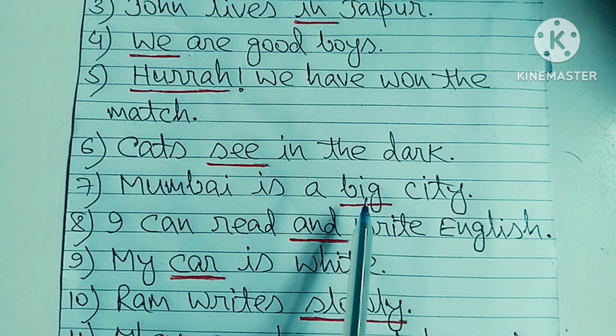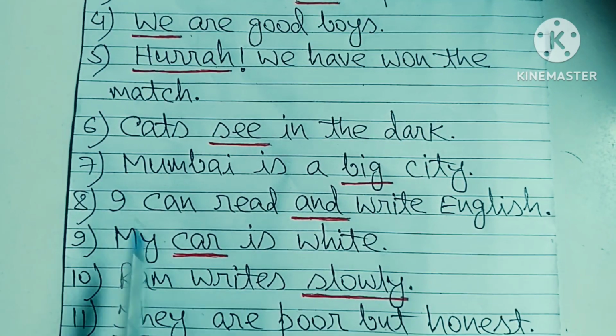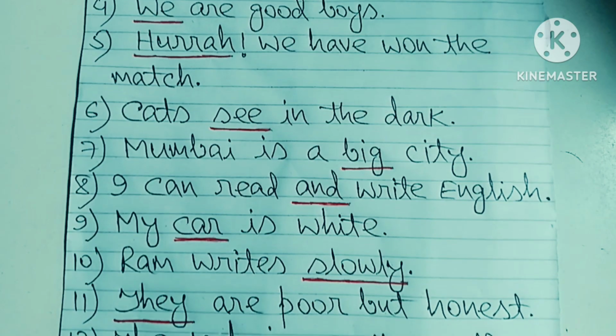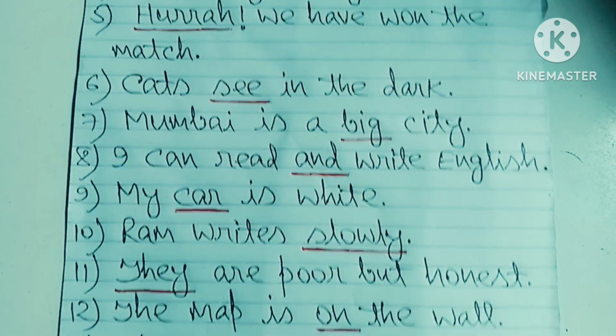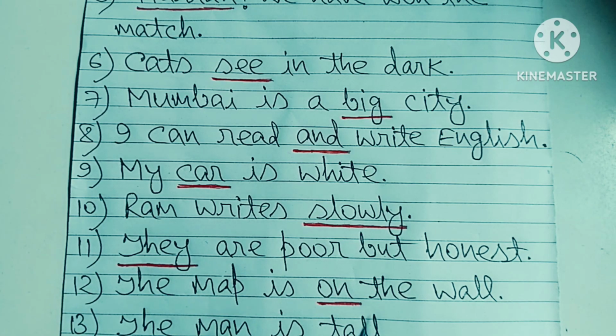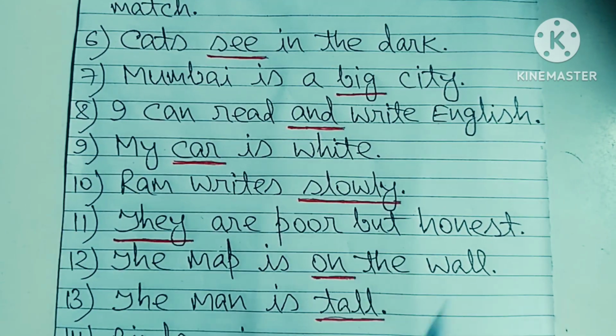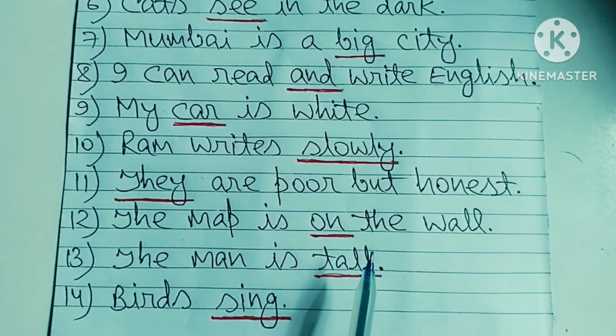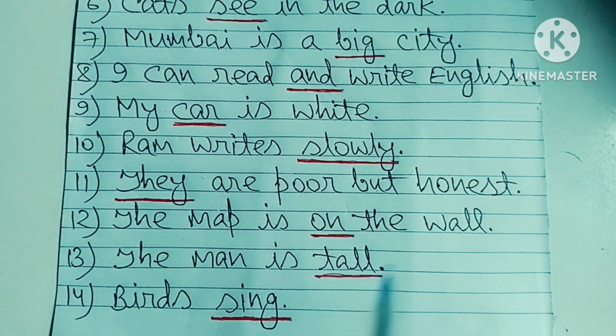Number 7, Mumbai is a big city. Underlined word is big. Number 8, I can read and write English. Underlined word is and. Number 9, my car is white. Underlined word is car. Number 10, Ram writes slowly. Underlined word is slowly.